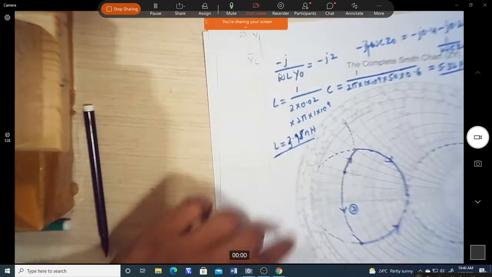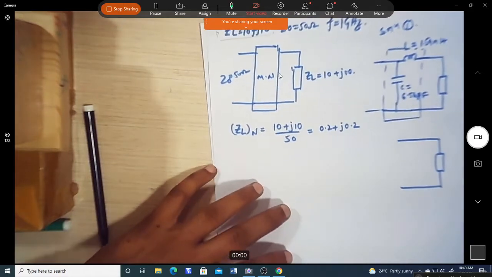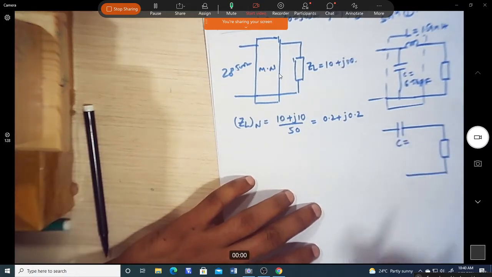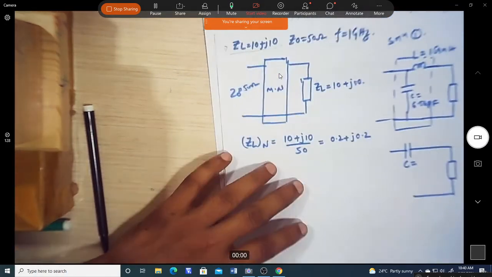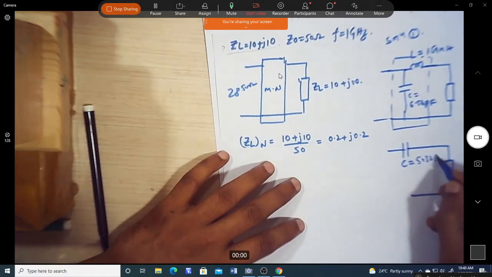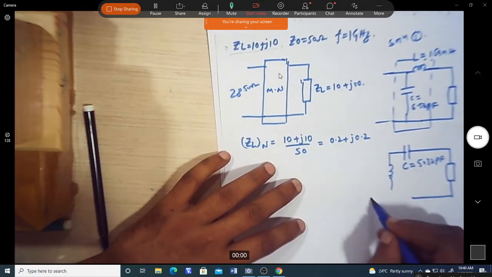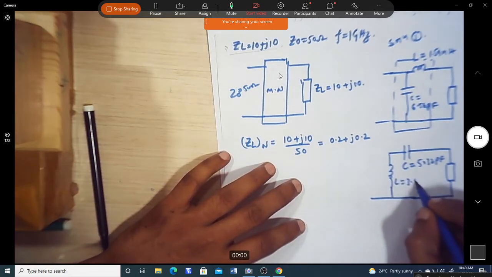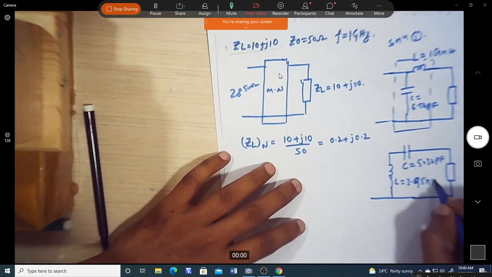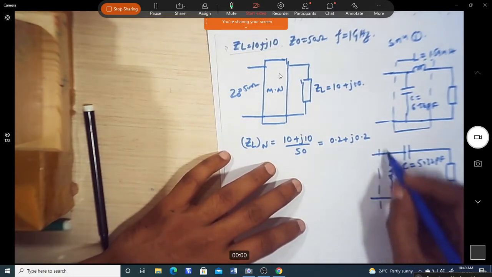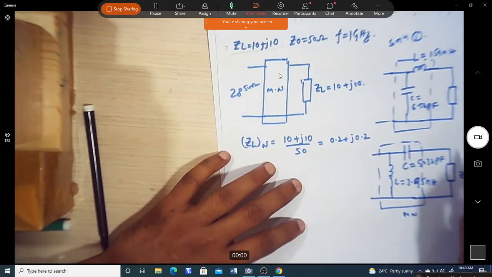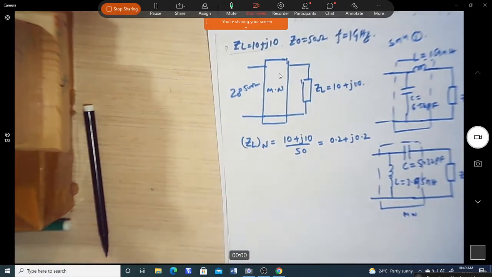So first one, what is the element which is the series capacitor. So which is the value C equal to whatever we got, 5.32 picofarad, and then shunt inductor which is the value L equal to 3.595 nanohenry. So this is the solution 2 and this is your matching network. Okay, so this is how we have to find out the solution.